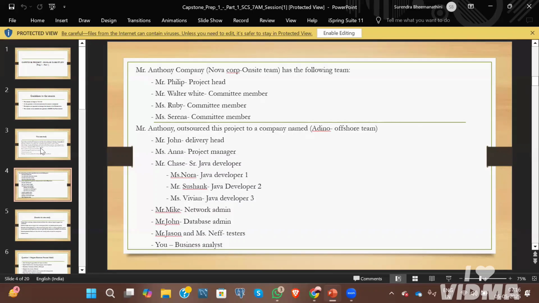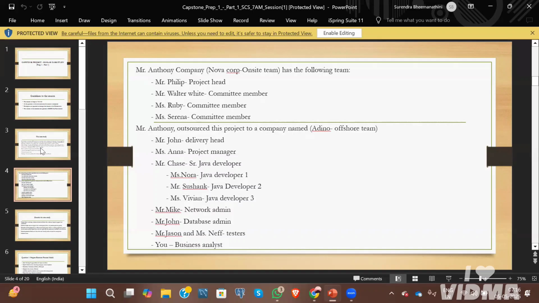The Adino company people, or committee members, are Mr. John, delivery head, Mrs. Anna, project manager, Mr. Chase, senior developer, Java developers Miss Nora, Mr. Shushank, and Mr. Vivan, Mr. Mike, network admin, Mr. John, database admin, Mr. Jason and Mr. Neff, testers, and you as a business analyst. So overall, what we are trying to say in this slide is that this Mr.